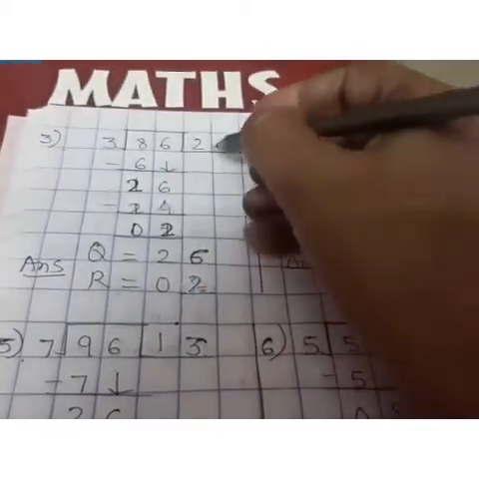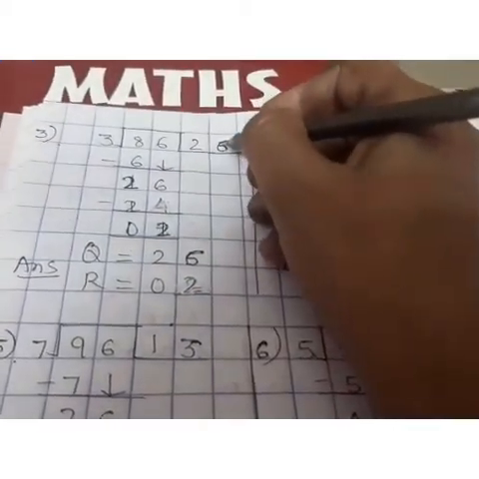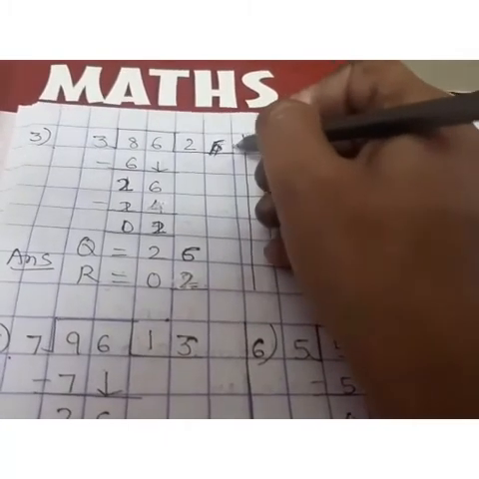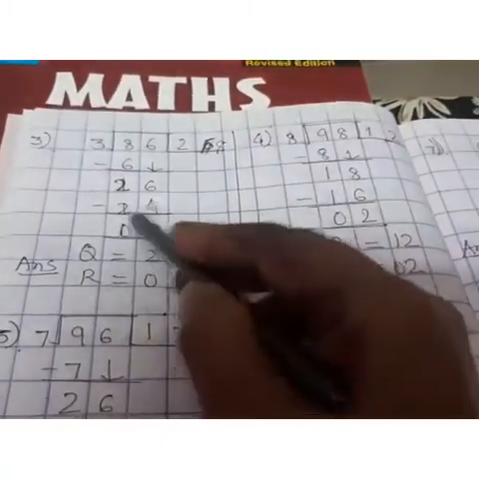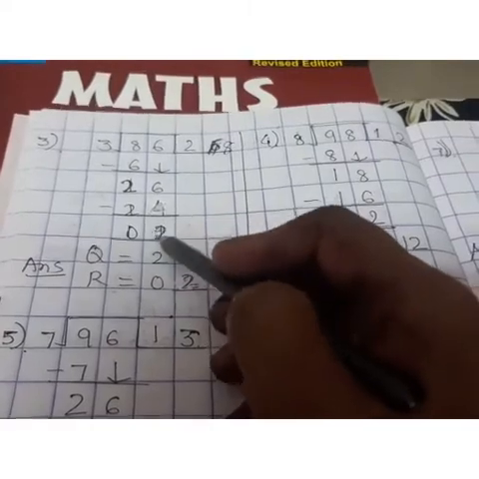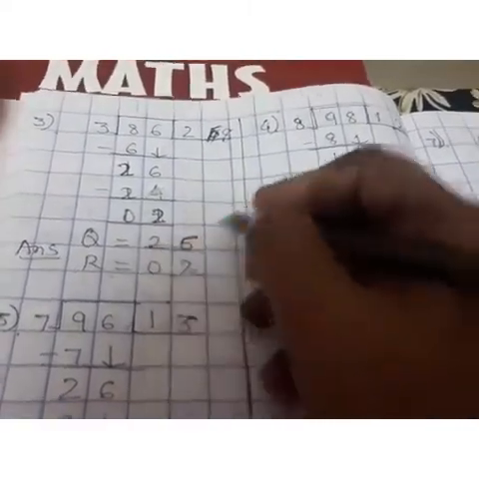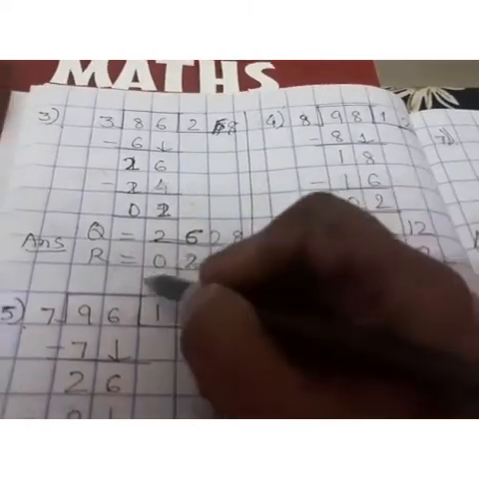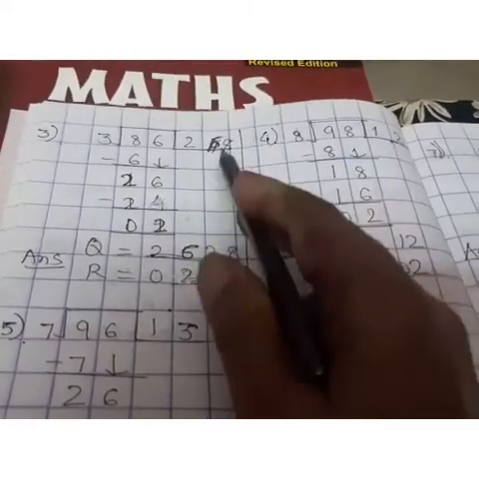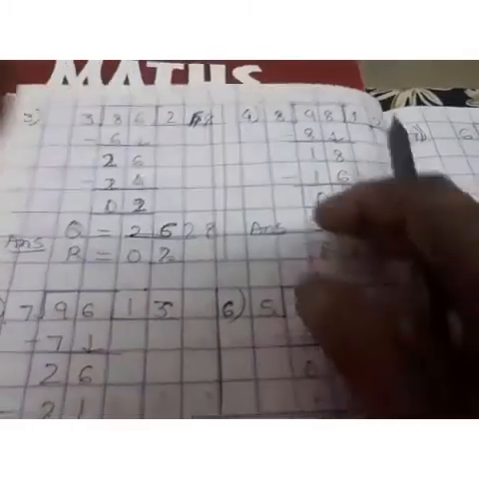So you will write here 8. यहाँ पर आप क्या लिखेंगे? यहाँ पर आप 8 लिखेंगे. By mistake I have written 6, but you will write here 8. And 24. 6 minus 4 is 2 and 2 minus 2 is 0. So what is your quotient? Your quotient is 28 and remainder is 2. So this is your Q, that is 28 and remainder is 2.